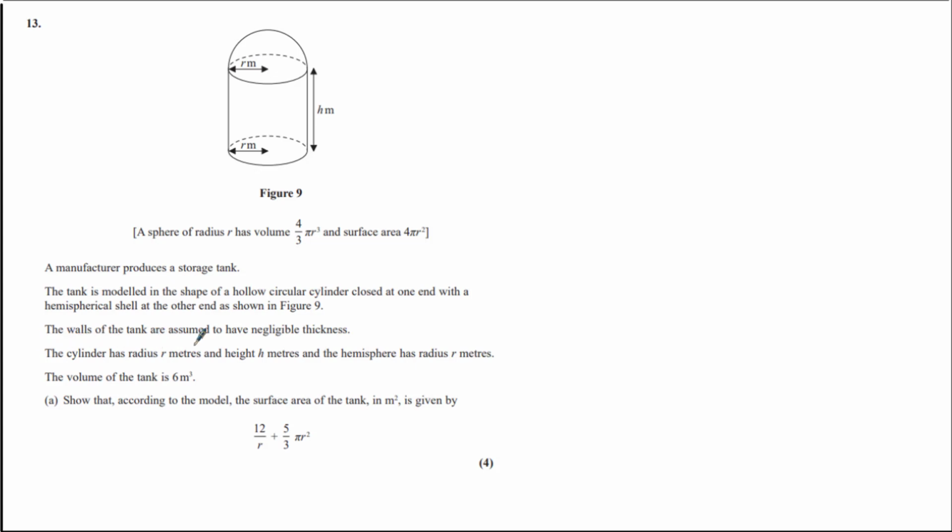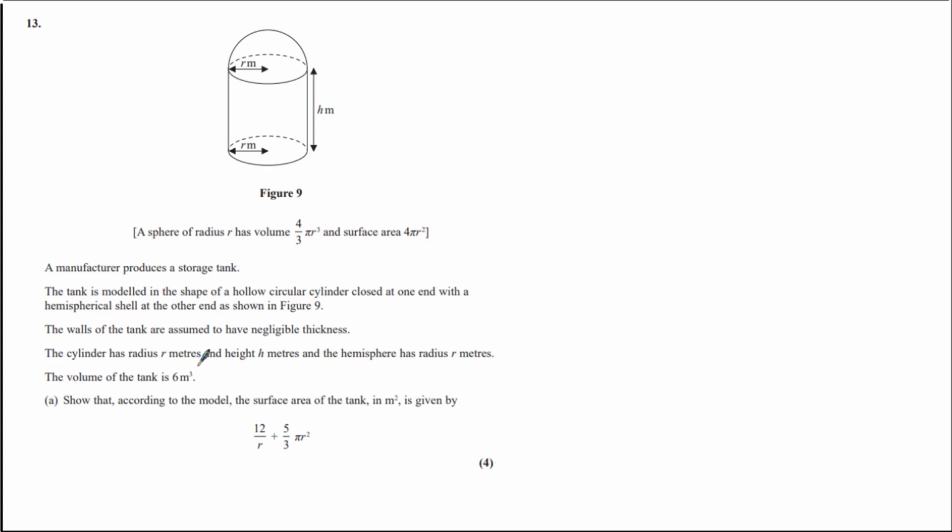The walls of the tank are assumed to have negligible thickness. The cylinder has a radius of r meters and a height of h meters, and the hemisphere has a radius of r meters. The volume of the tank is 6 meters cubed. And part A asks us to show that according to this model, the surface area of the tank in meters squared is given by the following expression: 12 over r plus 5 over 3 pi r squared. And this question is for 4 marks.